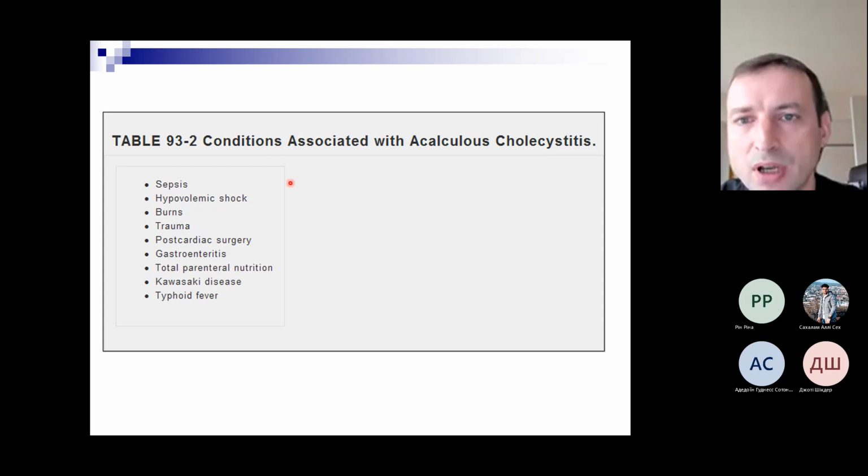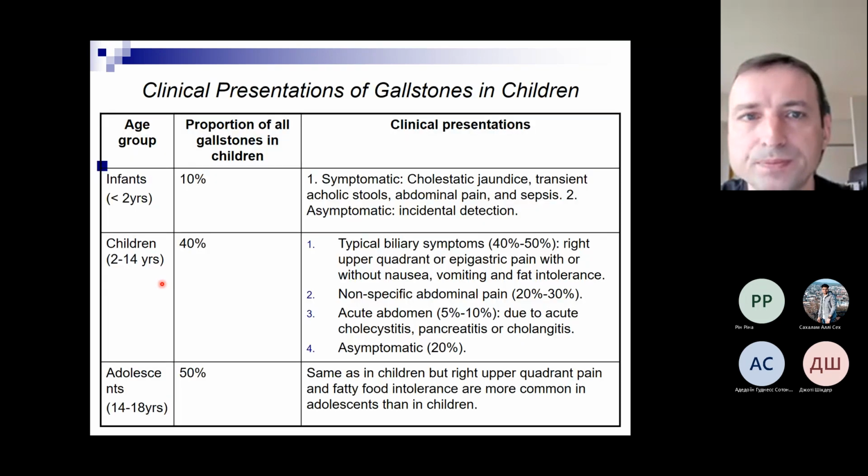Conditions associated with acalculous cholecystitis are sepsis, hypovolemic shock, burns, trauma, post-cardiac surgery, gastroenteritis, total parenteral nutrition, Kawasaki disease, and typhoid fever.